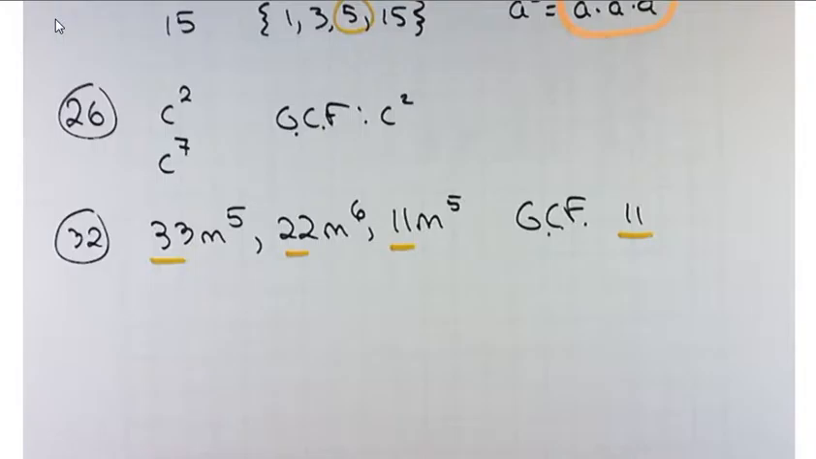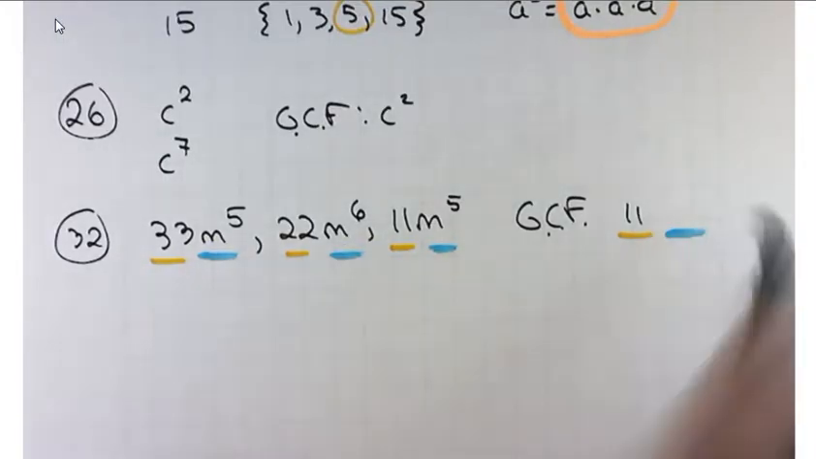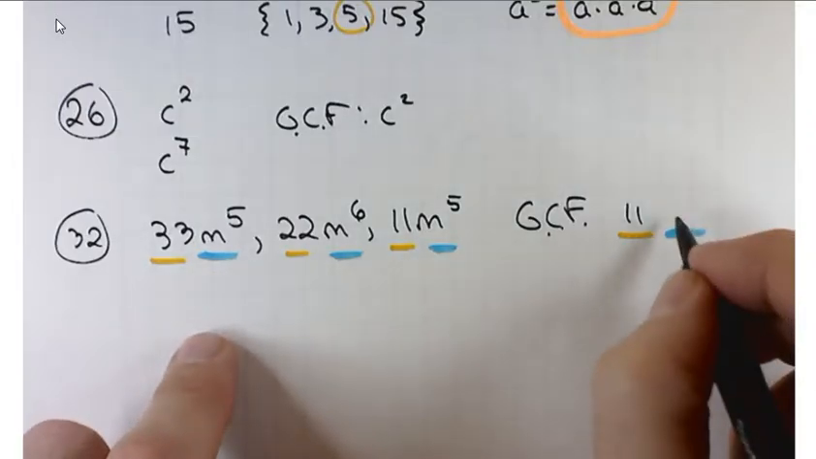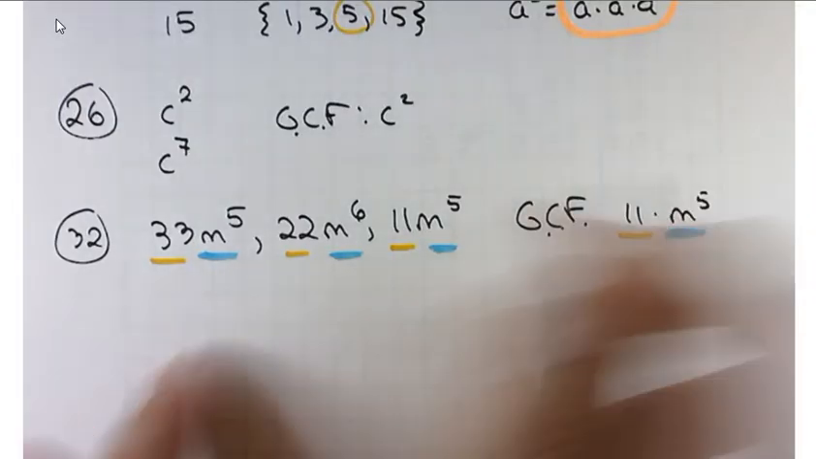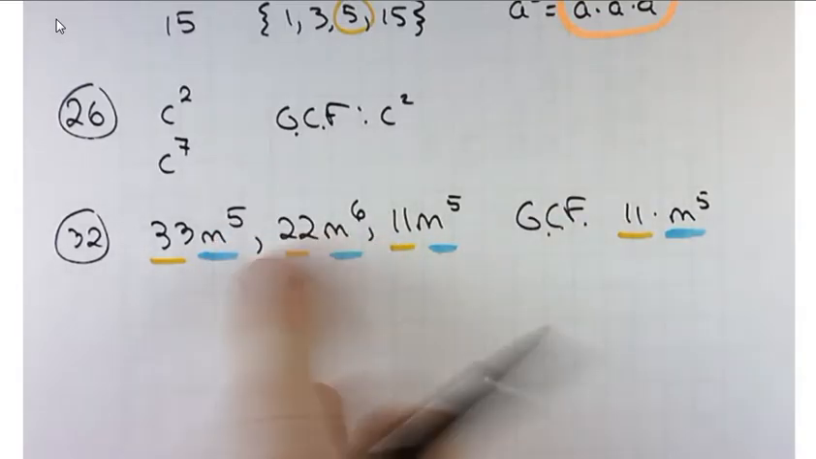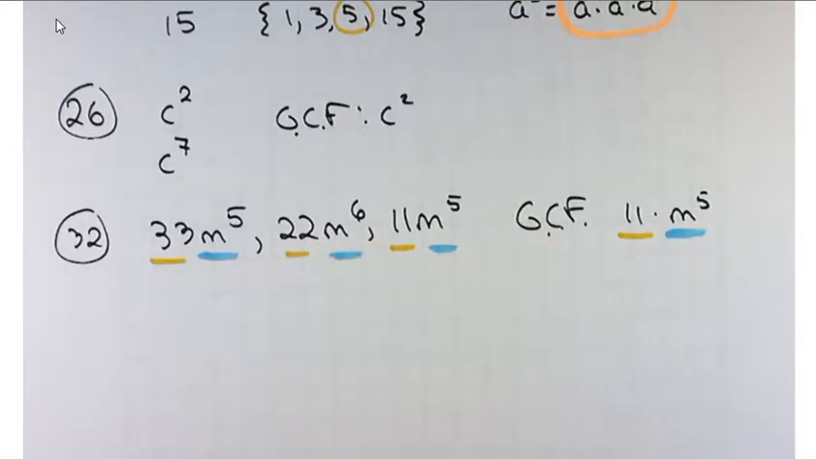How about the variable part? Is there anything in common to all of these? And of course the answer is yes. What is it? M to the 5th. Now you don't have 6 m's in common to all of them because these two fall a little bit short, so the most that they all have is m to the 5th.